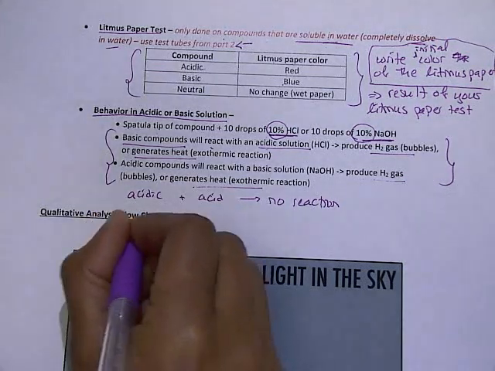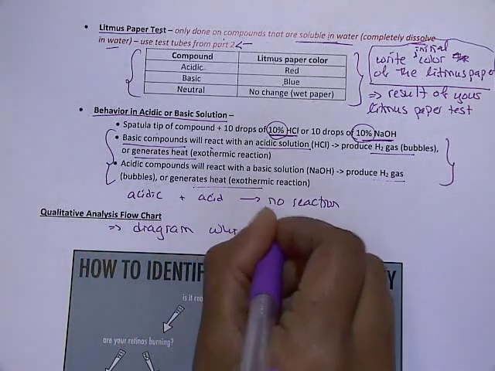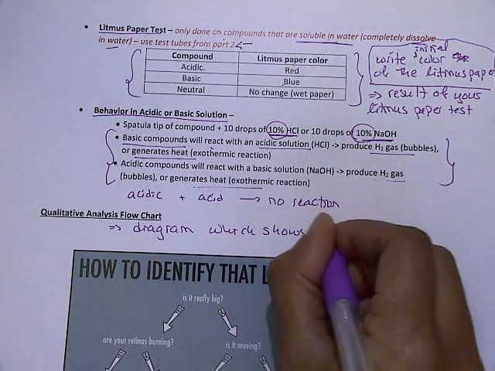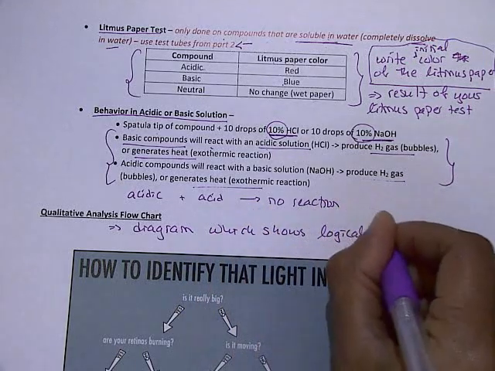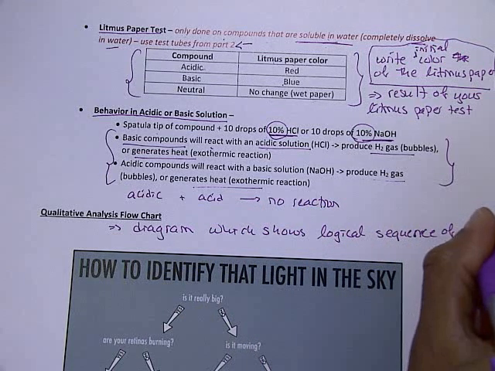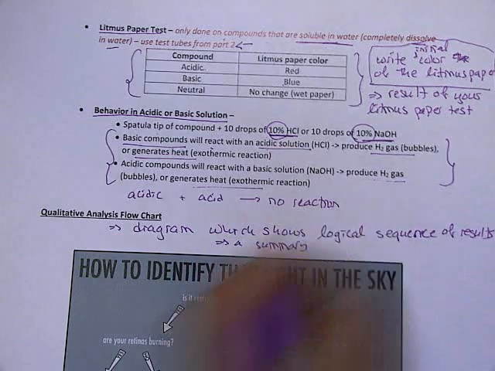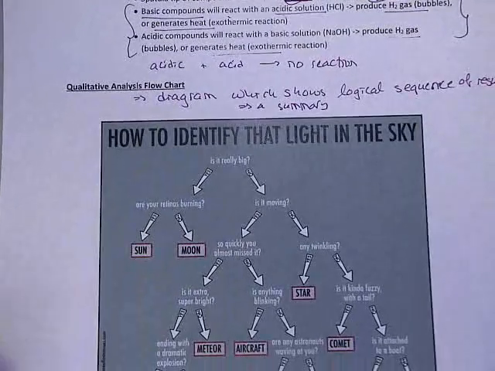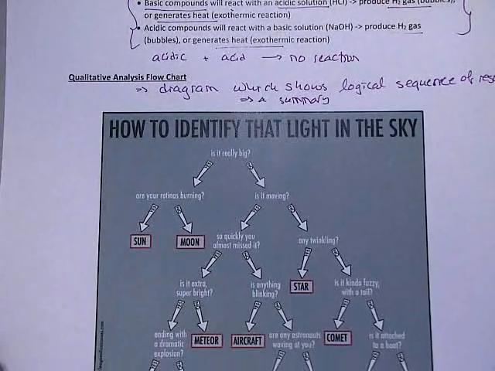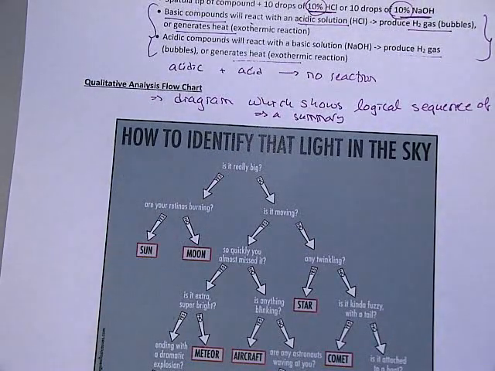So a qualitative analysis flowchart is basically a diagram which shows a logical sequence of results. It's basically a really neat way to put together a summary. So let's do a basic example, and then I'll do a little bit more difficult example. So you state your question on top. How do I identify that light in the sky? So the question for lab this week is, how do I identify my unknown?